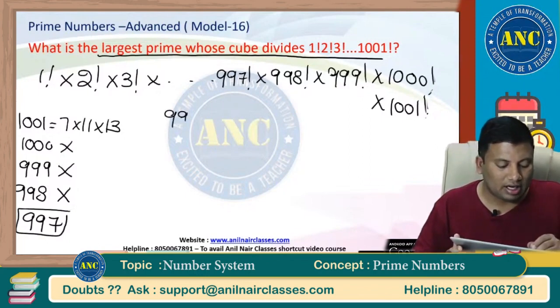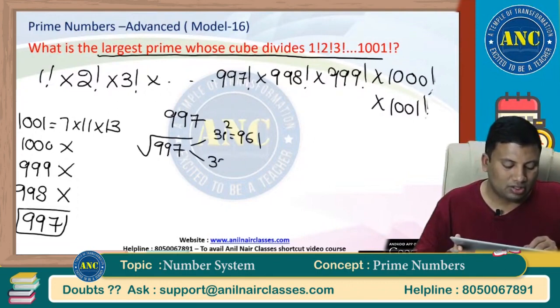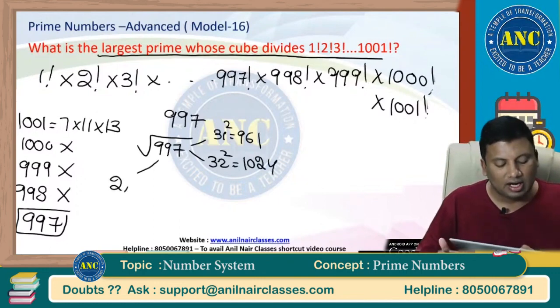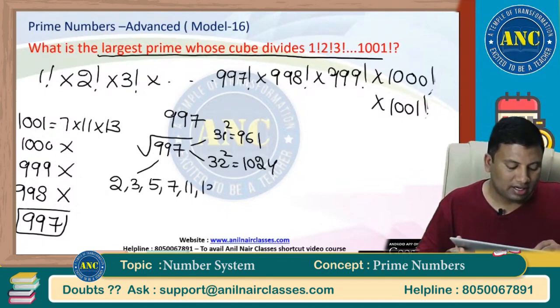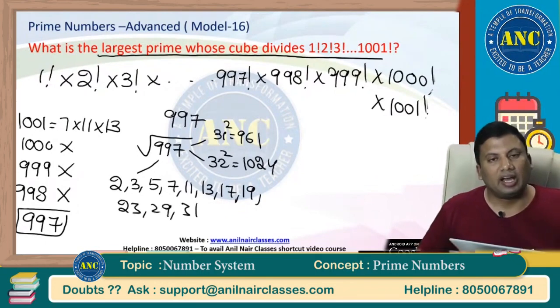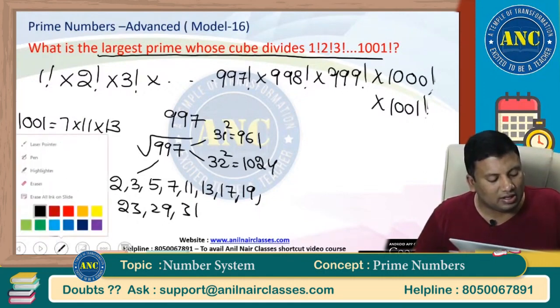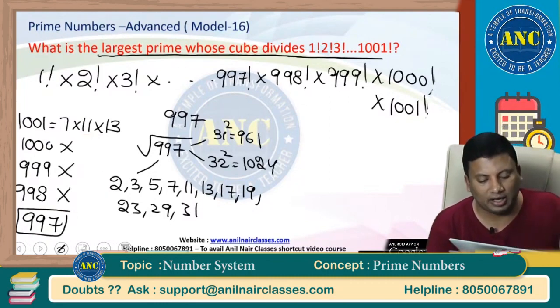How to check it? Take the square root of 997. 31 square is 961. 32 square is 1024. Take all the prime numbers less than or equal to 31: 2, 3, 5, 7, 11, 13, 17, 19, 23, 29, 31. Check if 997 is divisible by any of these numbers. If it is not divisible by any of them, then 997 is a prime number.